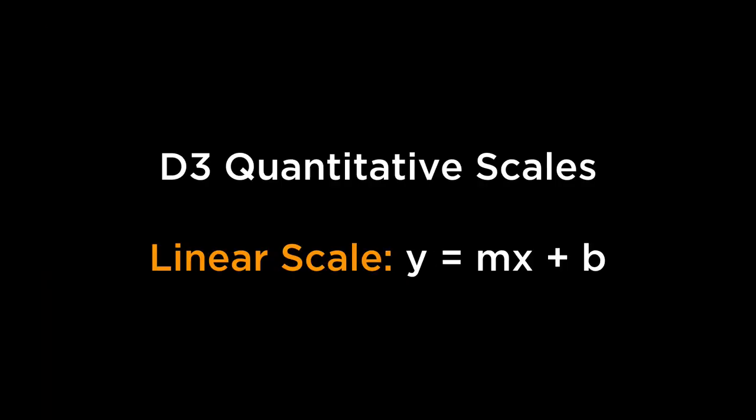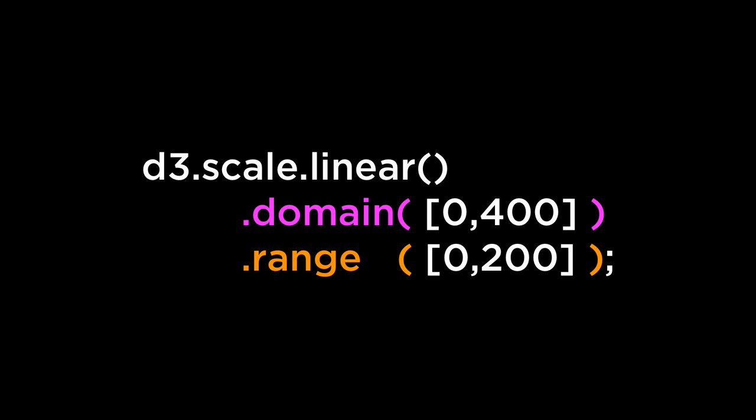D3 quantitative scales are for continuous input domains such as numbers and time. The mapping is linear in that the output range y can be expressed as a linear function of the input domain x. So we get y equals mx plus b. Rather than having to do this math ourselves, we can get D3 to do the math for us. Using the D3 scale linear, we can tell D3 that the initial data covers 0 to 400 and we want it to cover 0 to 200 after it has been scaled. This then figures out the correct math for the y equals mx plus b equation.